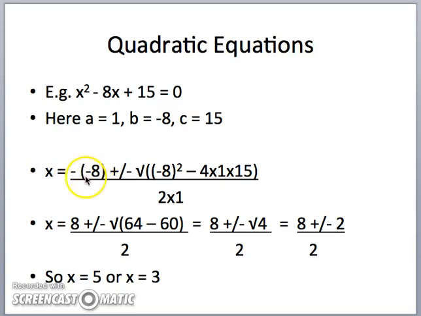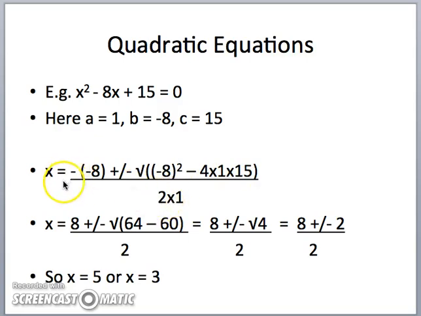And c equals 15. So if we stick that into the formula, we have x equals minus b, so that's minus 8, plus or minus the square root. We have to do minus 8 squared, and then subtract 4 times a times c. So that's minus 8 squared minus 4 times 1 times 15. All divided by 2 times a, which is 2 times 1.